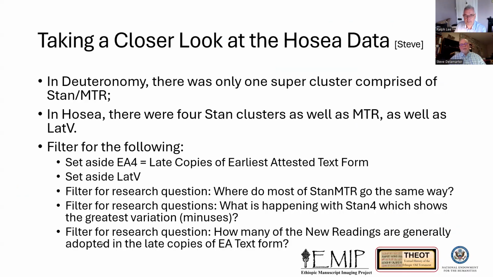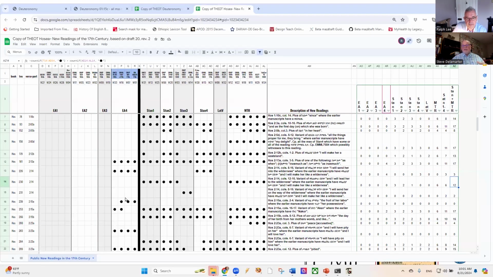Finally, then, if we come to ask the research question, how many of the new readings are generally adopted in those late copies of EA text form? So now we're going back to take a look at this sheet, which tells us that EA4 is participating. Can we quantify that, or can we get a greater resolution on the answer? To what degree is EA4 participating in these new readings? Ralph, how would we set the filters for that?